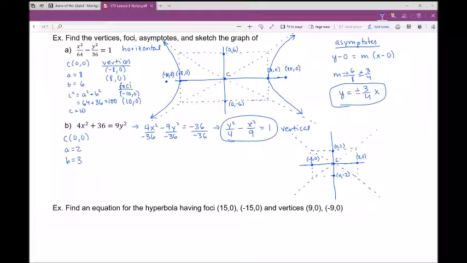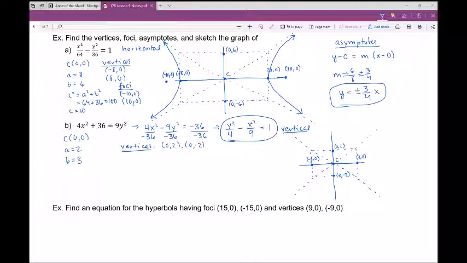Okay, so because we said that this hyperbola will be vertical, our vertices are going to be the points on the top and bottom of the box. So our vertices are (0, 2) and (0, -2).